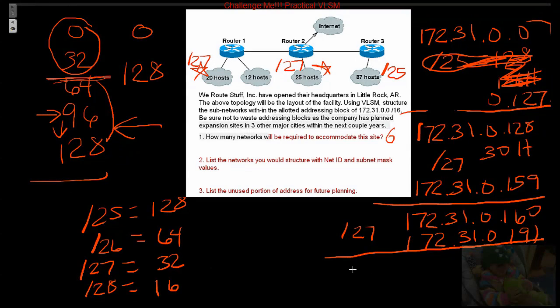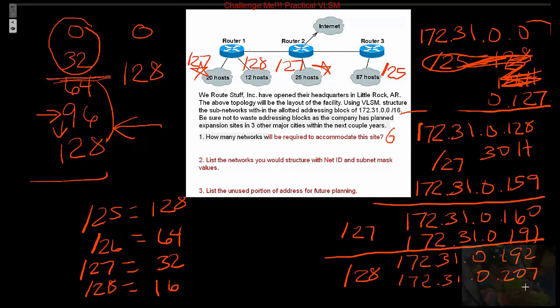Divide him. We're down to 12 hosts. We go here with a /28. Now we're going to run from 172.31.0.192. That's our next address, all the way up to 172.31.0.207. 192 to 207 gives us our block of 16. 14 usable hosts. We have 12 in there.